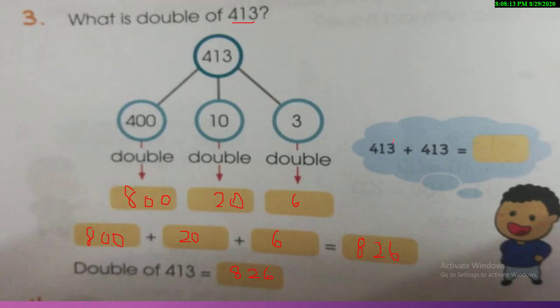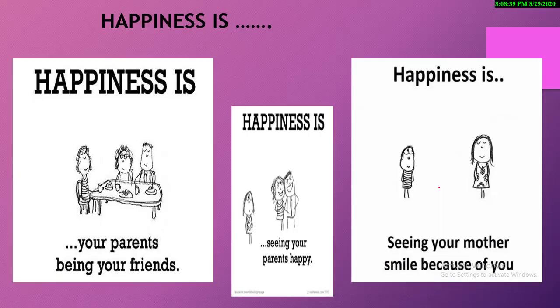Let's do it quickly. Just add 3 and 3. What will be your answer? 3 plus 3, the answer is 6. And when we add 1 plus 1, what will be our answer? 2. And when we add 4 and 4, our answer will be 8. So see how quickly we find out that 826. Both the answers are same. So this is a very easy topic, and I hope that you guys will start enjoying it.